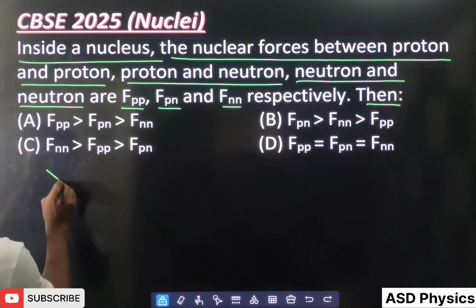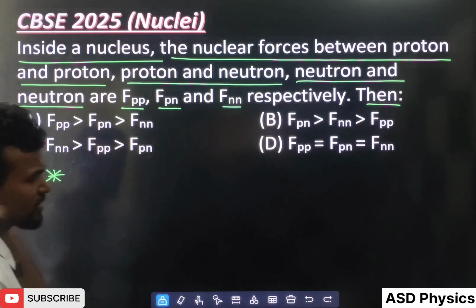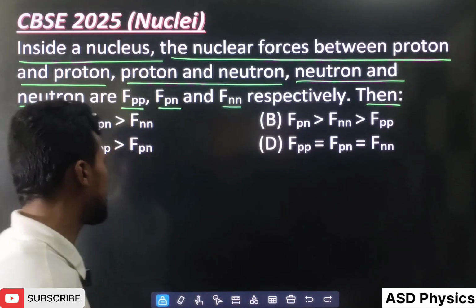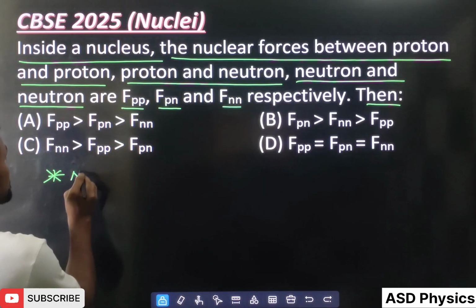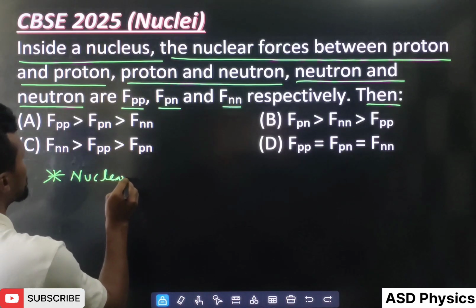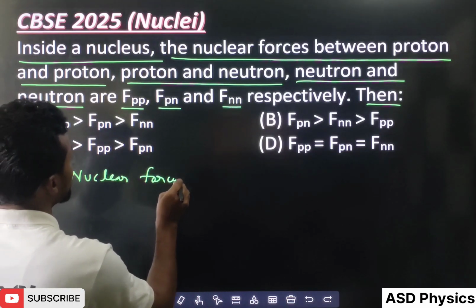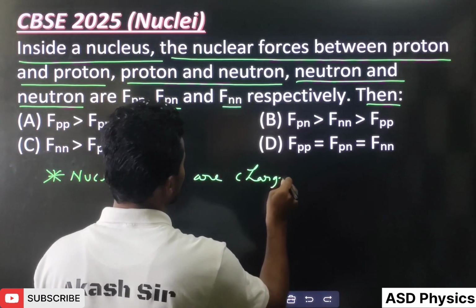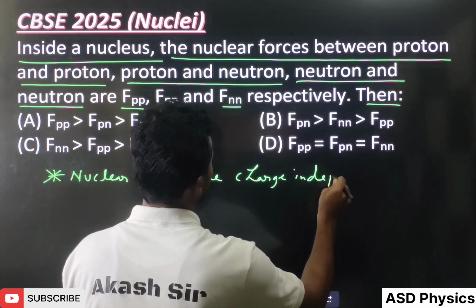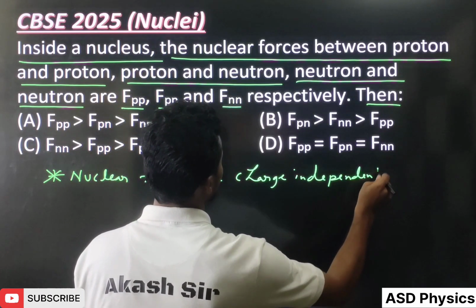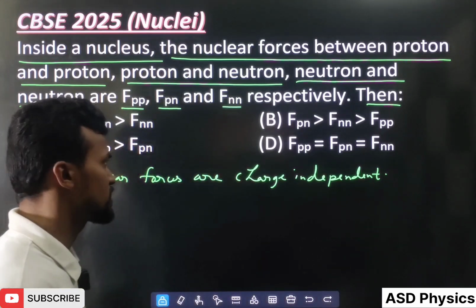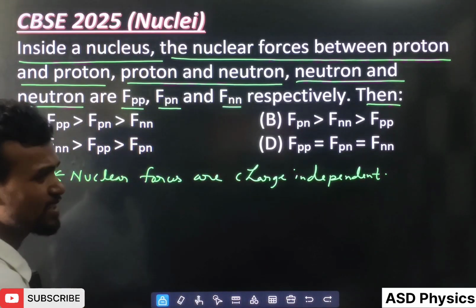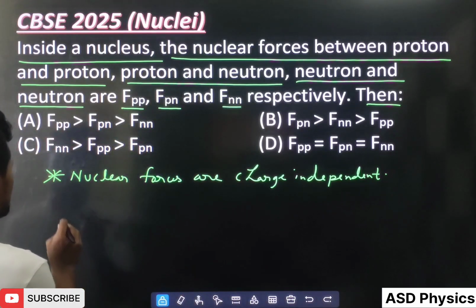Okay, so whenever we read the nuclei chapter, we read the properties of the nuclear forces, and one of the very important properties is that nuclear forces are charge independent. What is the property? The nuclear forces are charge independent. So as nuclear forces are charge independent, whether positive charge, negative charge, or neutral, all these things do not matter.